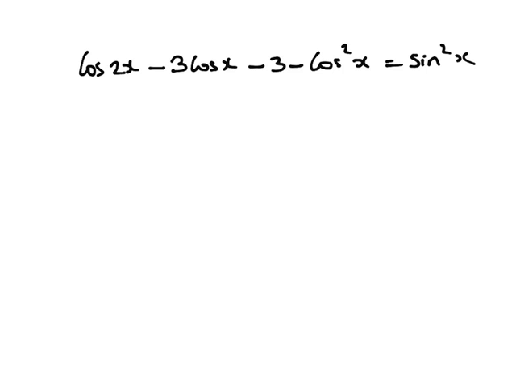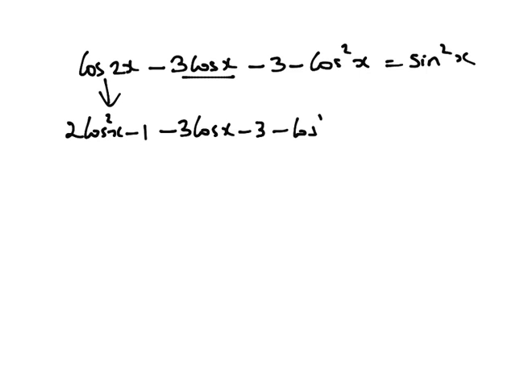Now what you do is you make it into cos x, because you have 3 cos x here, so make everything into cos x. So cos 2x is 2 cos squared x minus 1, so this is 2 cos squared x minus 1 minus 3 cos x minus 3 minus cos squared x, and sin squared x is 1 minus cos squared x. Yeah, of course you can take this minus cos squared x there and it will become 1, sin squared x plus cos squared x.